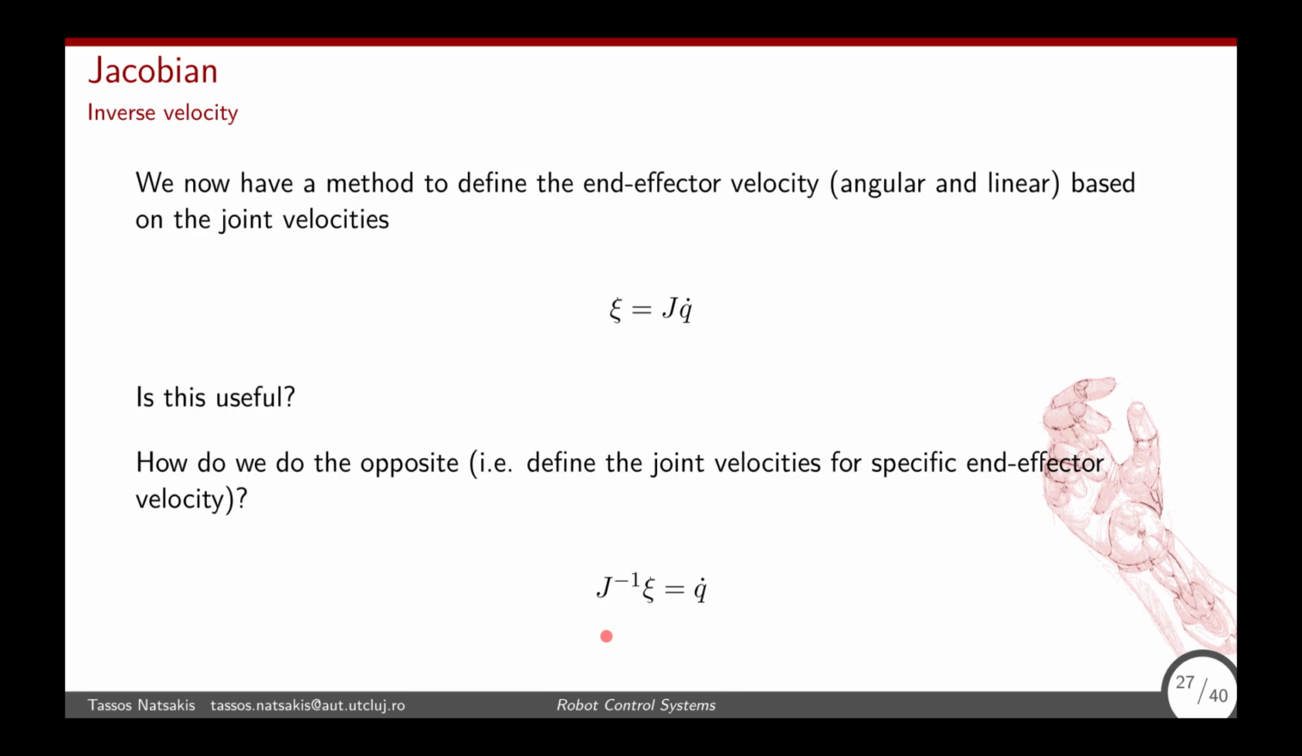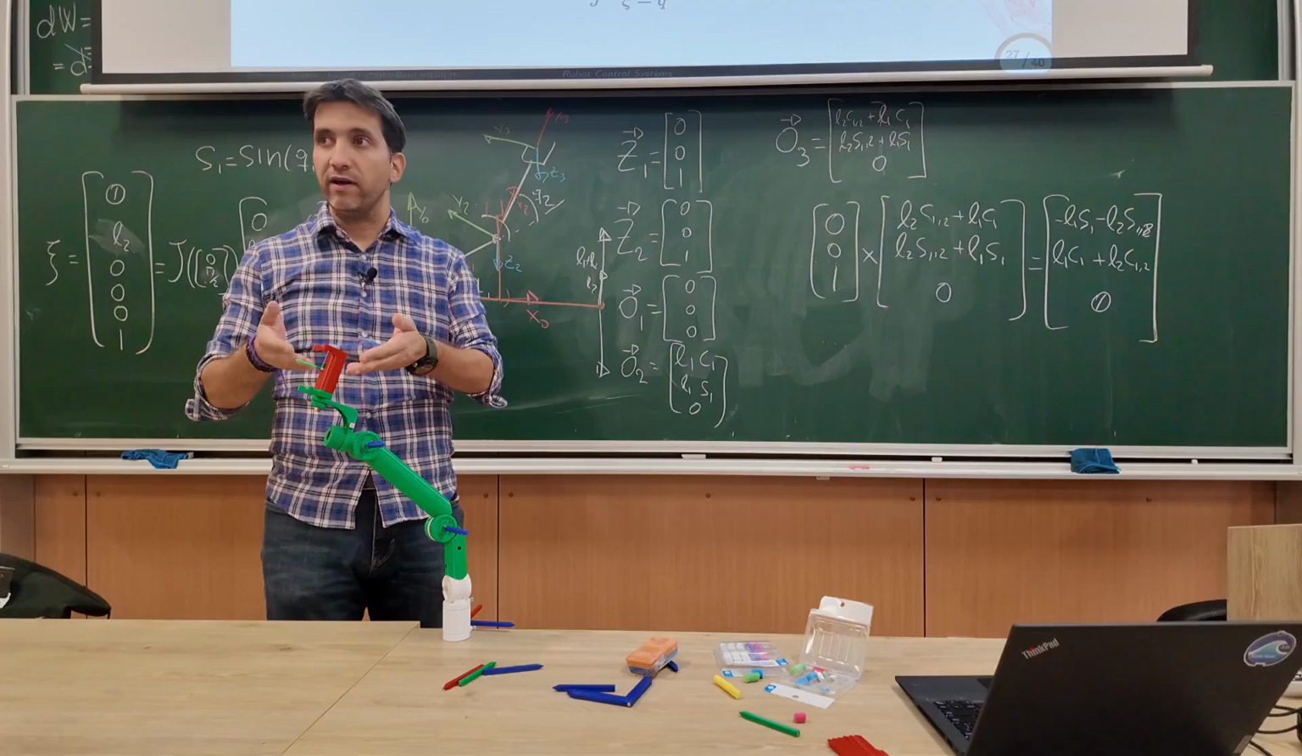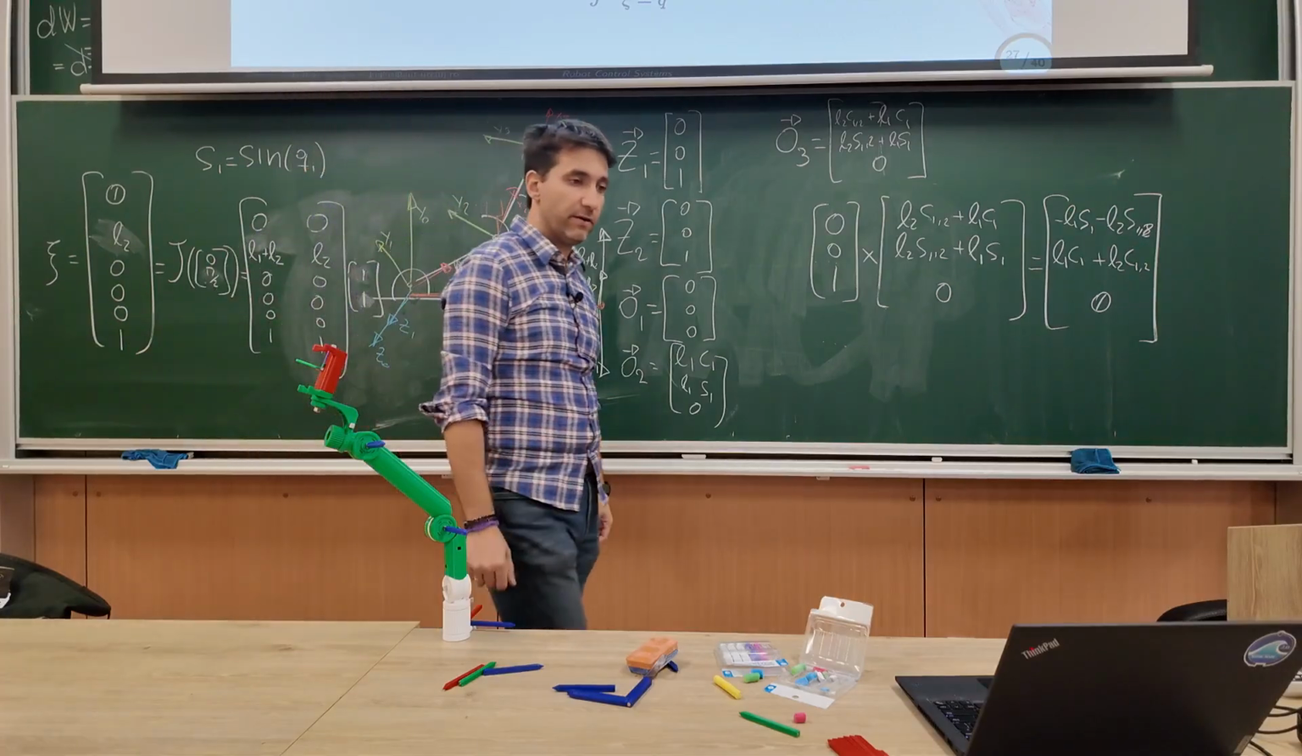And now my logic changes. Now Xi is something I know. I multiply it with this inverse of Jacobian, and I calculate Q dot, right? So this would give me the necessary velocities at the joint level in order to have an end effector velocity, the one I desire.